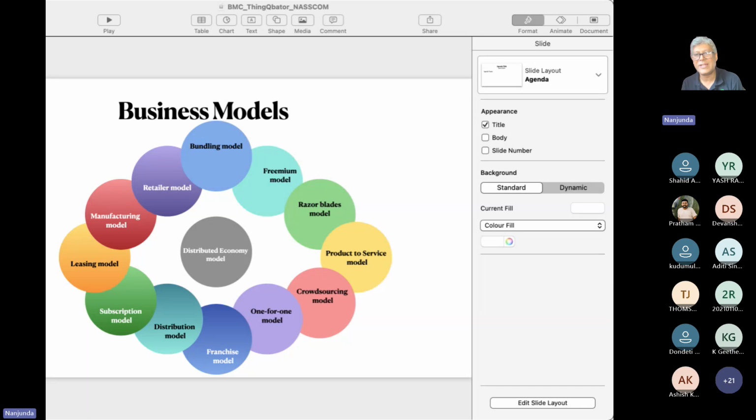So next one is the retailer model. I'm just going into the chat. Somebody's asked a question there. Yes.